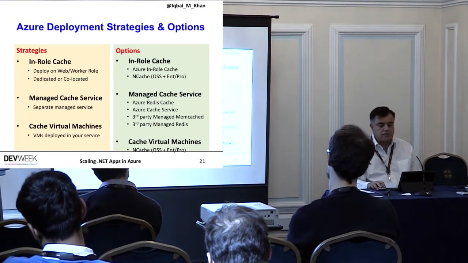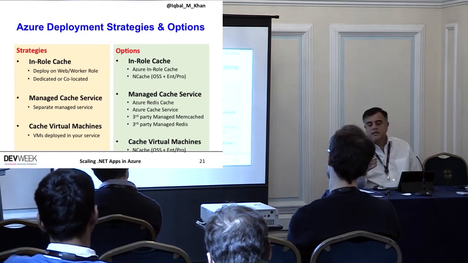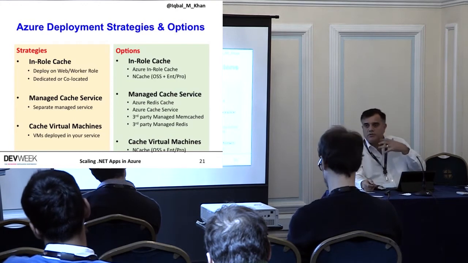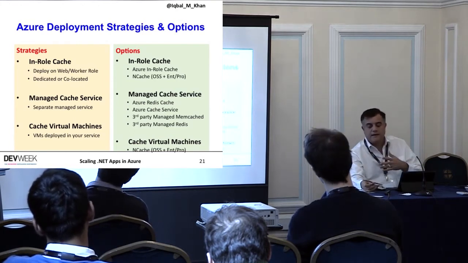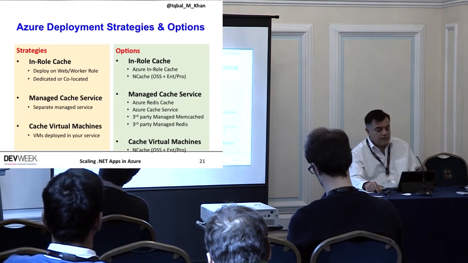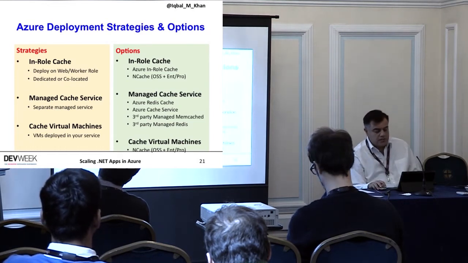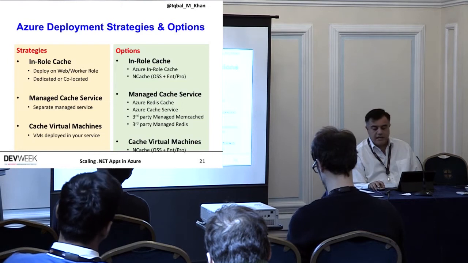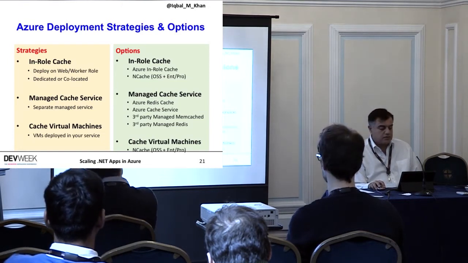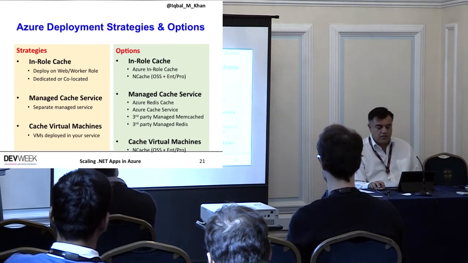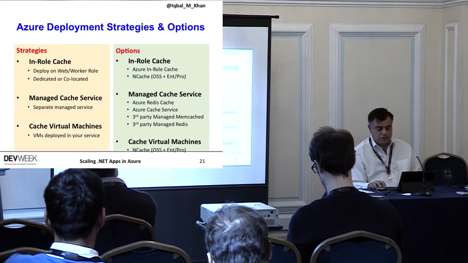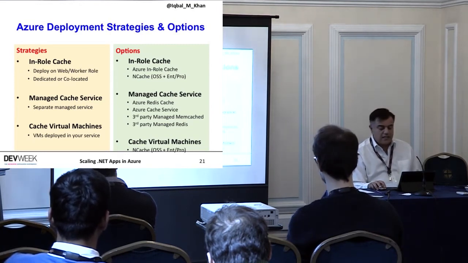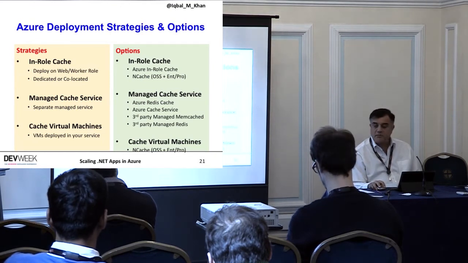The third is the cache virtual machines, where you actually get the cache as a virtual machine, which is part of your service, your deployment. Now if you see the options in each strategy, in in-role cache, you've got the Azure in-role cache that we mentioned, and you can use NCache also, either the open source or the Enterprise Pro. In the managed cache service, you've got the Azure Redis cache, which is also a cache service. The Azure Cache Service, of course, that name itself indicates, and there are some third-party managed Memcache services and the third-party managed Redis services.